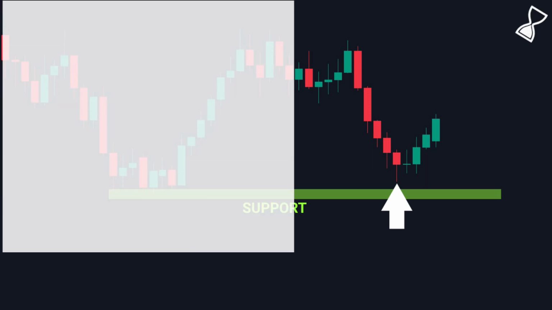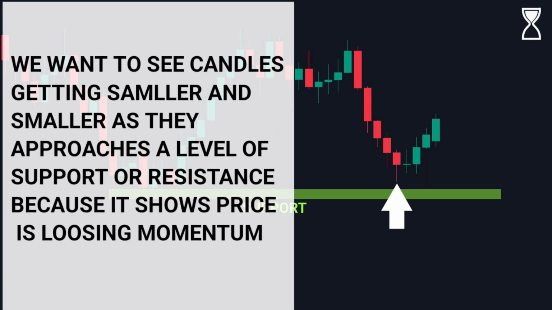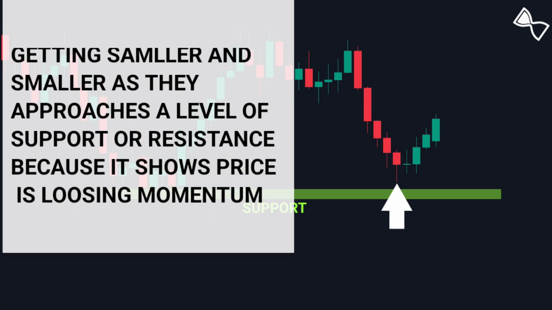Now here is a very key point you need to know in order to spot high probability reversal trades. We want to see candles getting smaller and smaller as they approach a level of support or resistance, because it shows that price is losing momentum. Very key point, you want price to be losing momentum and slowing down as it approaches key levels.